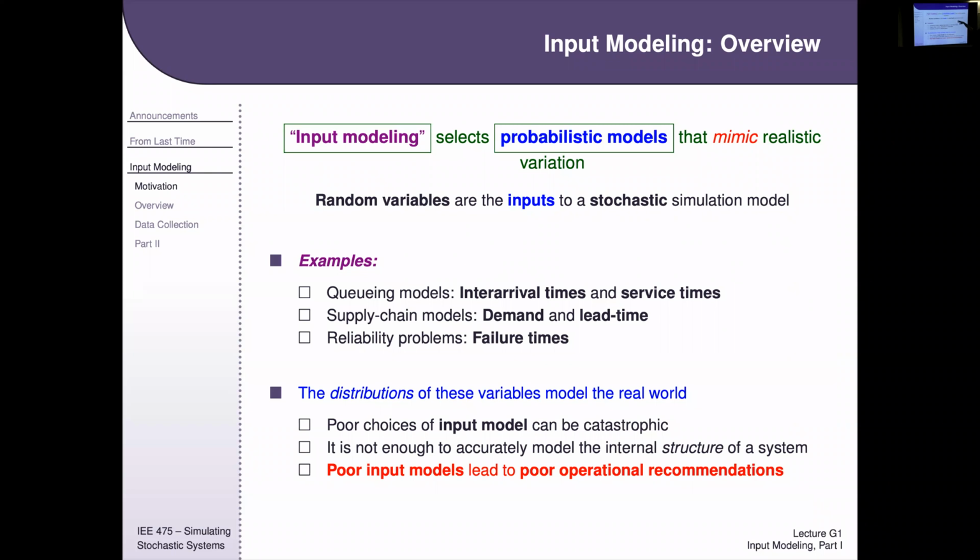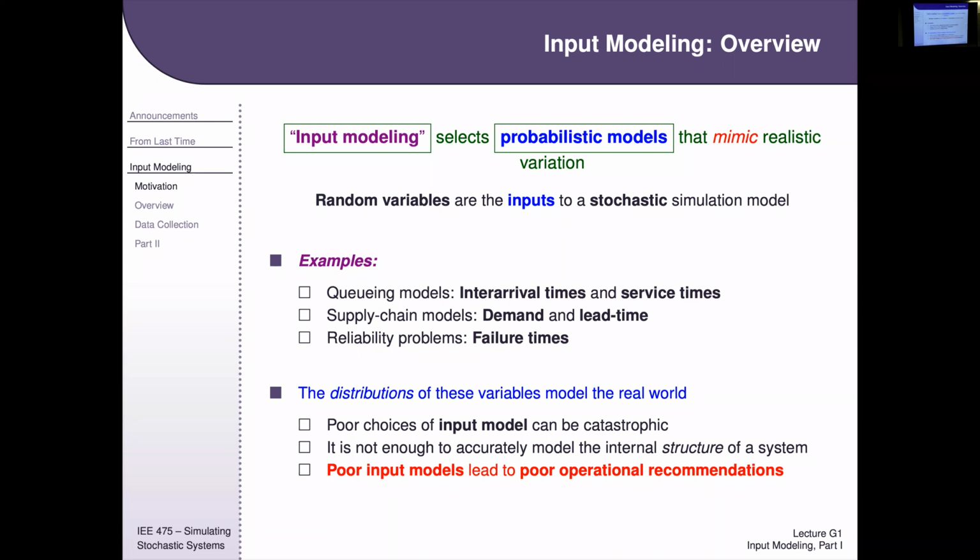So that's what this whole section's about, selecting the probabilistic models that mimic our realistic variation. For queuing models, we're going to be choosing interarrival times and service times very often. For supply chain models, we're going to need to choose the right input variation for demand and lead time, so the amount of time it takes for an order you make to then come filled. For reliability problems, we'll be choosing input models for failure times. You can mix and match all of these, but this is basically the types of input models for these three major categories of systems that we work with.